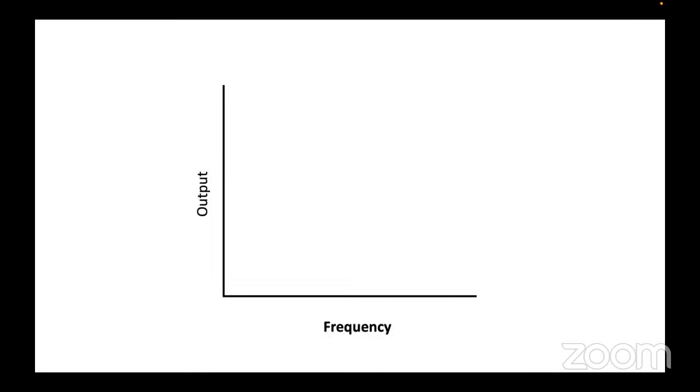So there are two types of filter. The first one is that as the frequency increases, the output increases as well. These are known as high pass filters because they're allowing high frequency current to pass through. They don't allow low frequency, but allow the high frequency to pass through. And then there are other filters where as the frequency increases, the output decreases. These are known as low pass filters.